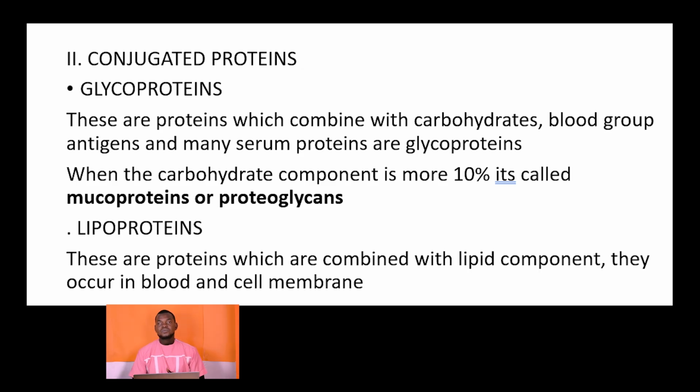And under conjugated proteins, which is another type of proteins under the category of the solubility of proteins, the first type of conjugated proteins we have is the glycoproteins. Now, we'll talk about the glycoproteins. We are looking at when proteins combine with carbohydrates. When the carbohydrate component is more than 10%, it's called a mucoprotein or a proteoglycan, sorry, when it is less than 10%, it is called a glycoprotein.